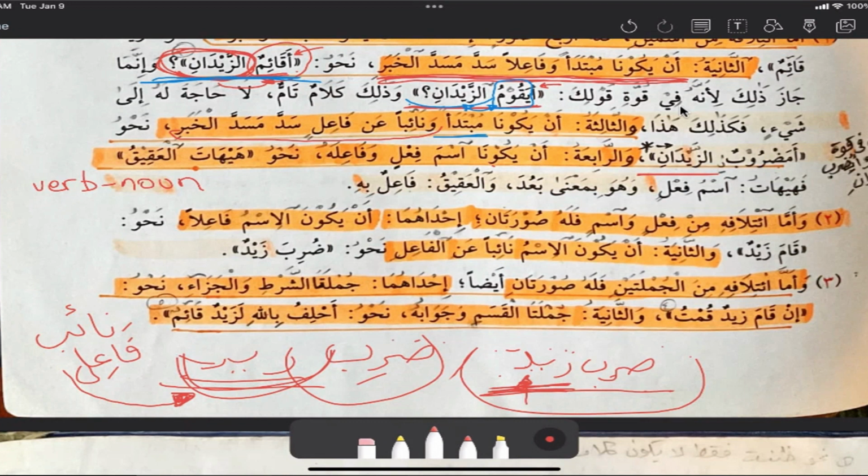So you're telling me that this is a nominal that has a fa'il, a doer? Yes, good. So here he gives the example. He says, hayhat al-aqiq. Hayhat al-aqiq. Al-aqiq.